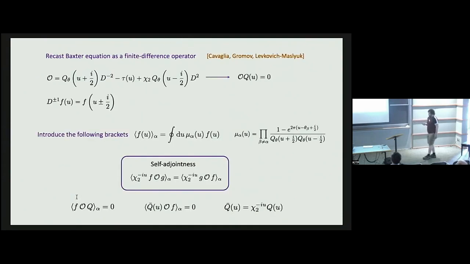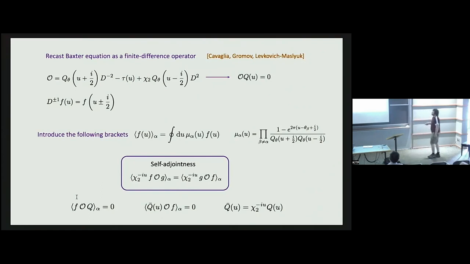Okay. So the key step in producing this functional version of separation of variables involves recasting the Baxter equation as a finite difference operator. So I want to introduce this finite difference operator O, which has these Q theta terms, and also this D. So this D is a finite difference operator which shifts the spectral parameter, or the argument, of whatever function it acts on, right? So D plus or minus 1 acts on some function f just by shifting the argument by plus or minus i over 2. Okay? So in this sense, you can see that the Baxter TQ equation is just equivalent to the statement that this finite difference operator kills the Q function.